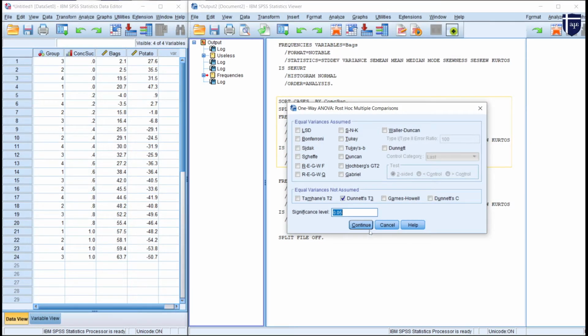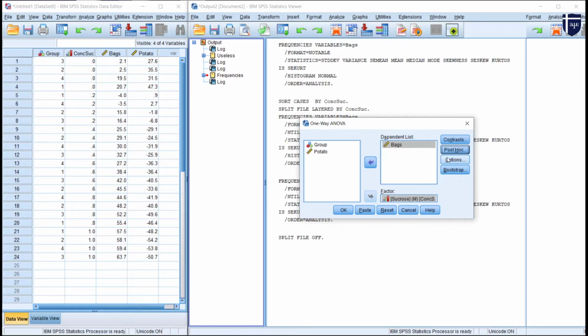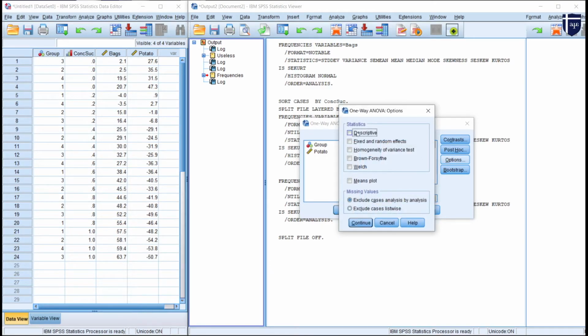So I'm going to just do this. I'm going to say continue. Let's look at the options. I like the descriptives, but the whole reason you're running this, besides that Dunnett T3 that I just said, is this, the most important thing: homogeneity of variances. That is what we call Levene's test. Levene's test is also checking the second rule of a parametric test, right?